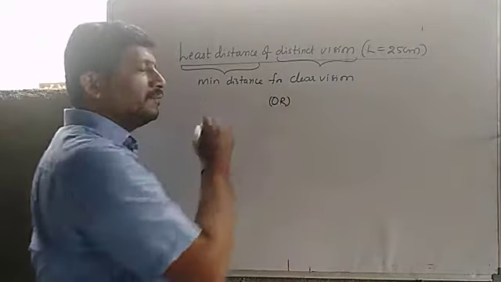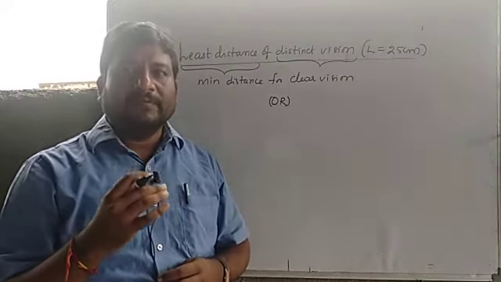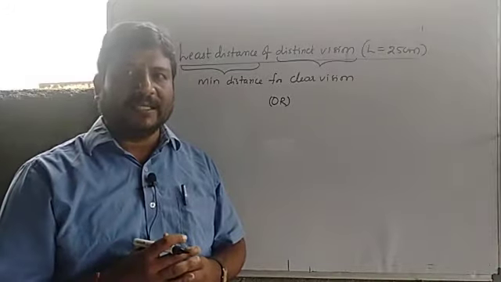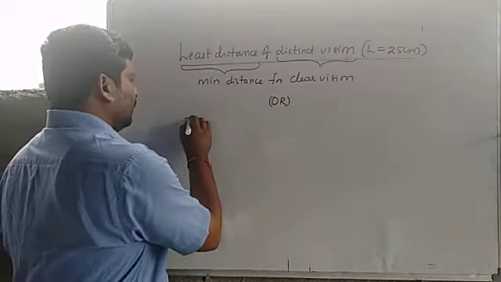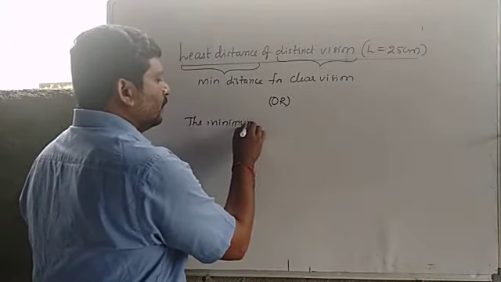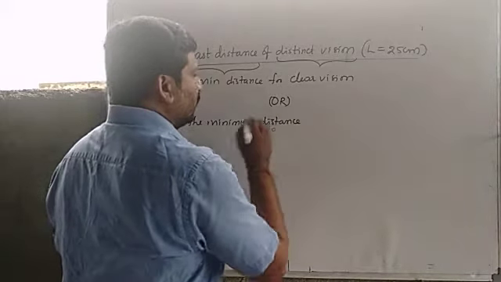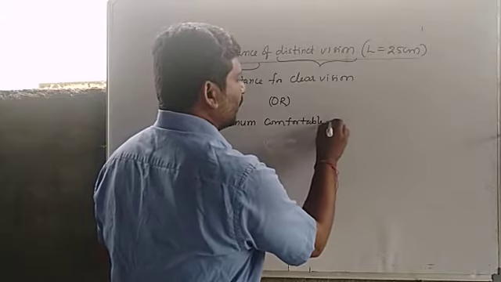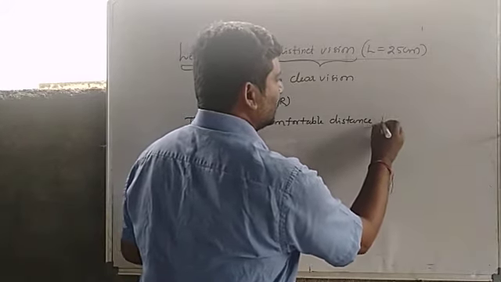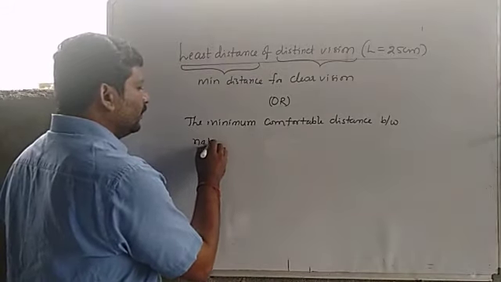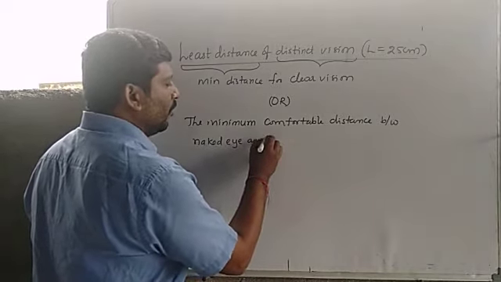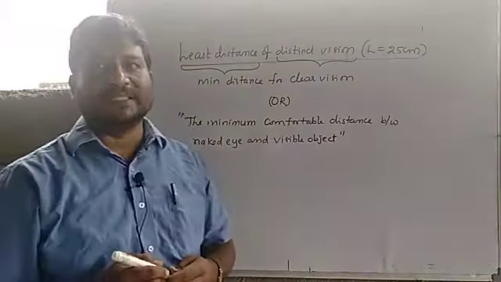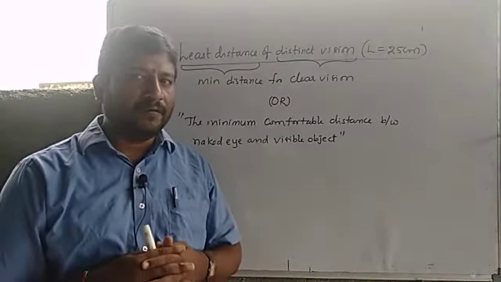We have a definition. The minimum comfortable distance between the naked eye and the visible object is called least distance of distinct vision.